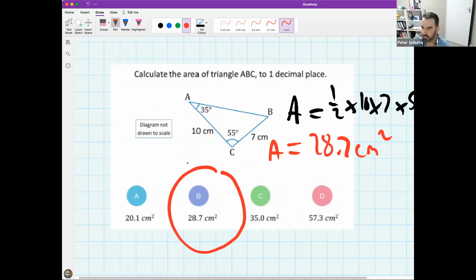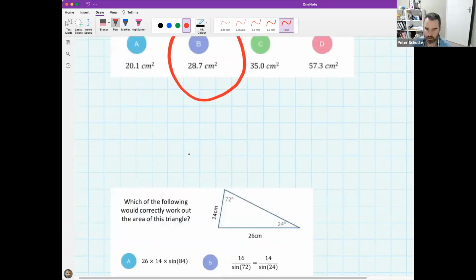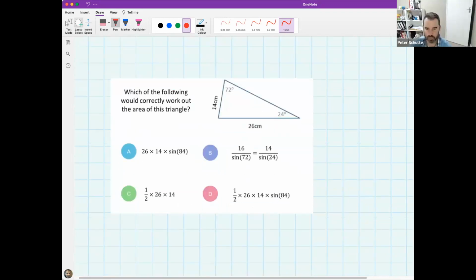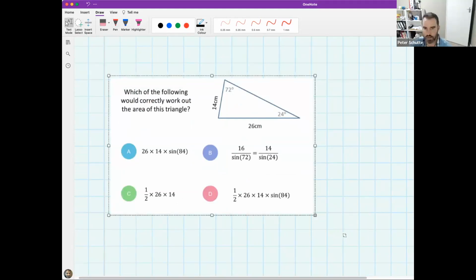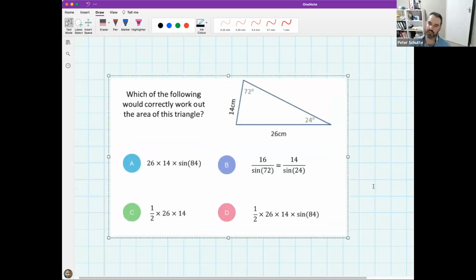Look at the chat. I see so many B's that I feel like I need to take it up a notch. So if we read this question, which of the following would correctly work out the area of this triangle? I want you to think about this and then give me which option you think is correct. I'm not going to say anything because I feel like you guys have got this. I'm going to get some water from my kitchen.